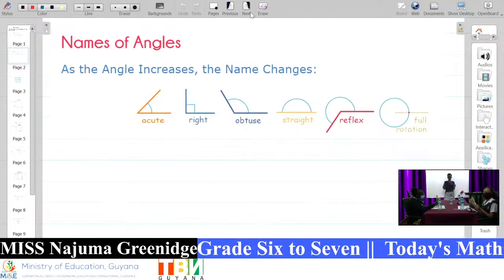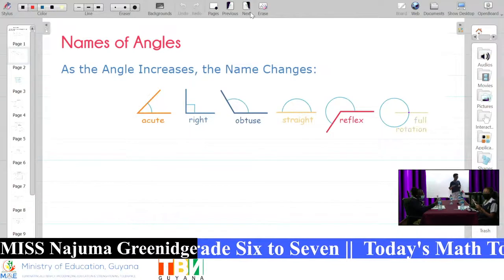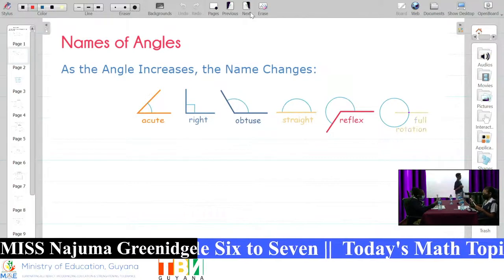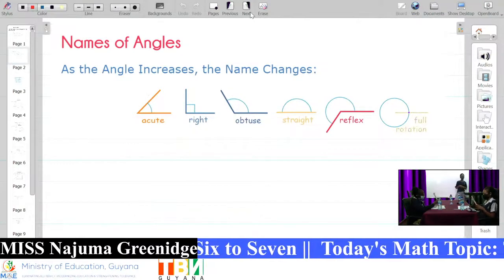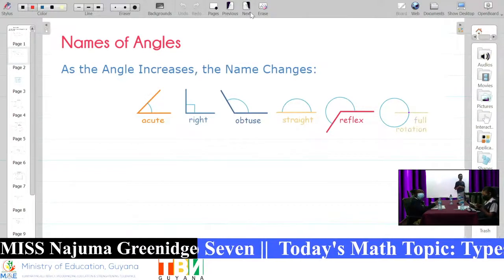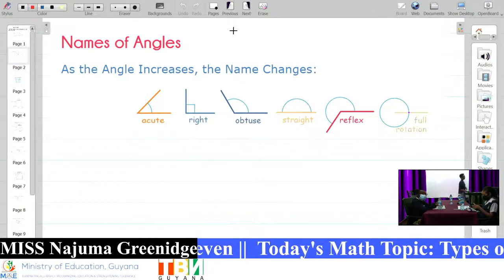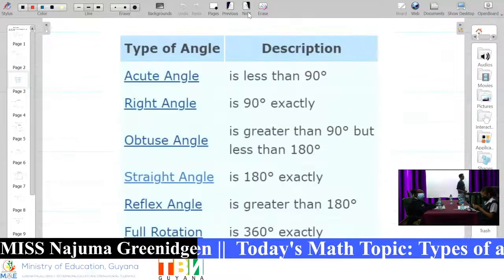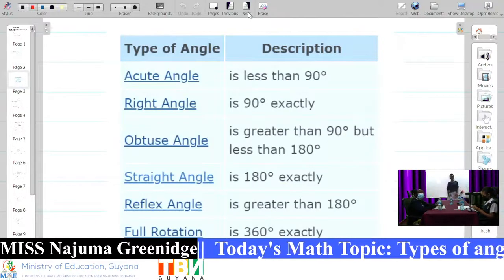So when you think in terms of a circle. All right, so there you have our angles: acute, right angle, obtuse angle, straight angle, reflex angle. And then we have a full rotation as well. Alright, cool. So these are the descriptions for our types of angles.